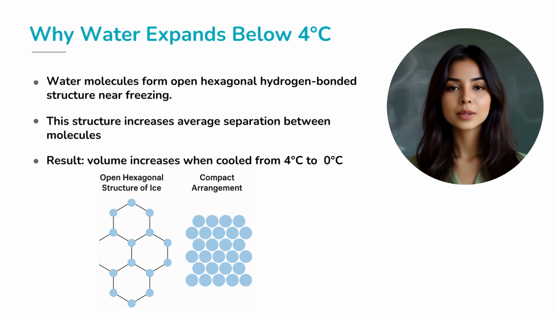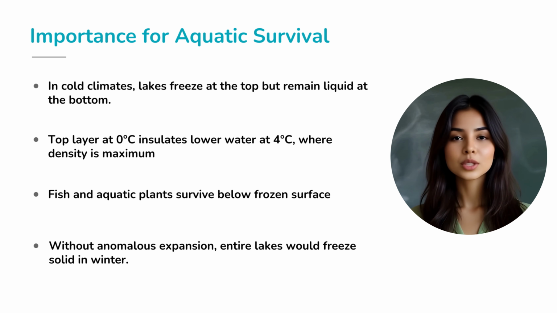Now, what's really happening at the molecular level? When water cools below 4 degrees Celsius, its molecules begin arranging into an open hexagonal structure due to hydrogen bonding. This structure forces the molecules further apart, increasing the volume even as the temperature drops. At 0 degrees, this structure locks in to form solid ice, which is even less dense than liquid water. So the key culprit behind this strange behavior is hydrogen bonding, the same bonding that gives water many of its unique properties. Let's connect this to real life.